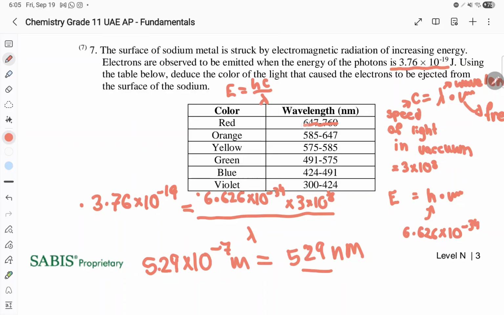So now we need to go back and look at what color is in the range of 529 nanometers. This one definitely not. Here it is 585, which is higher, so it can't be this. Again, 575 is also higher. 491 to 575 is the one that fits the range, so the color of our light is green.